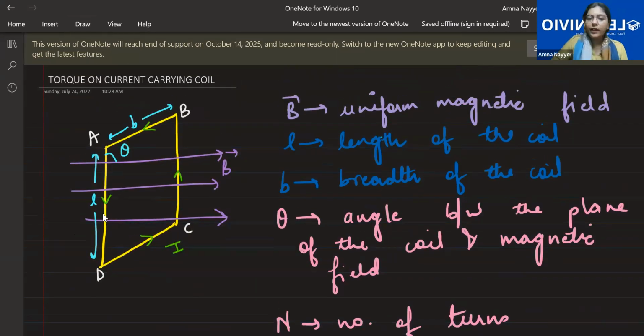Okay, see, this is a coil, Rani, which has the length as L, width as B. This capital B, these are the magnetic field lines which are crossing. So this is at a random angle. The plane of this coil makes an angle of theta with the magnetic field. Now current is moving like this. The green part that I have drawn, this is the current.